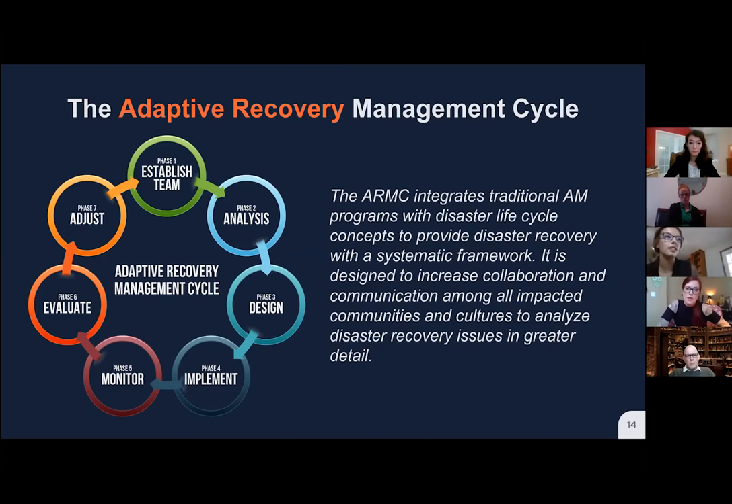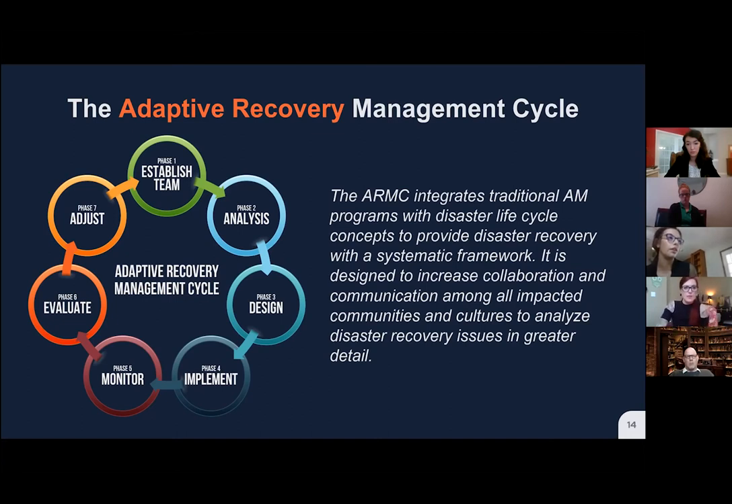I utilized these outlined challenges to conceptualize and develop the adaptive recovery management cycle. The ARMC, for short, integrates traditional adaptive management programs with disaster lifecycle concepts to provide disaster recovery with its own systematic framework. It is designed to increase the collaboration and communication among all impacted communities and cultures to analyze disaster recovery issues in greater detail before designing and implementing recovery aid initiatives.